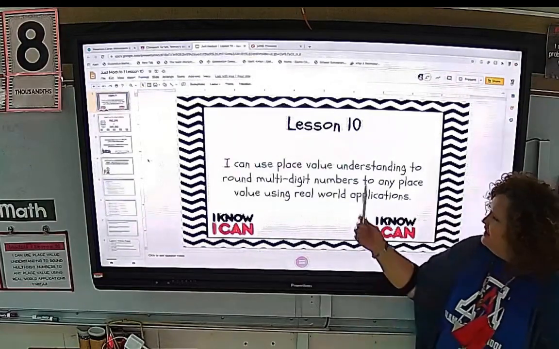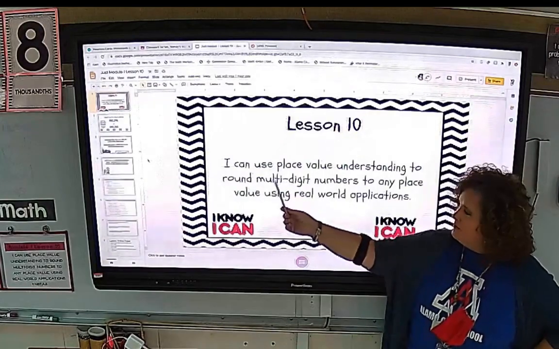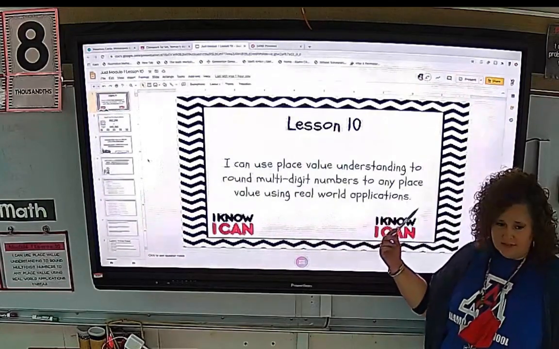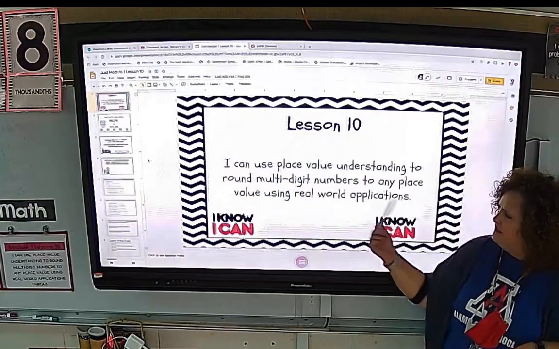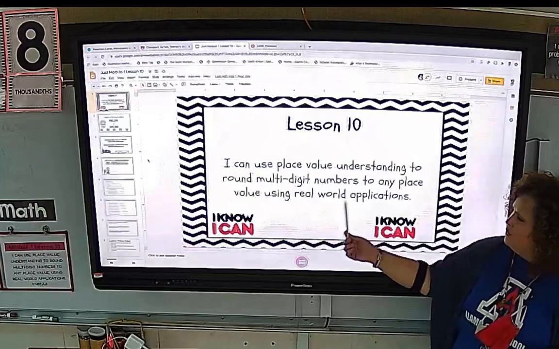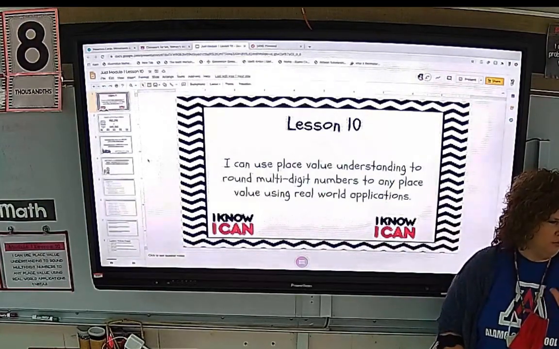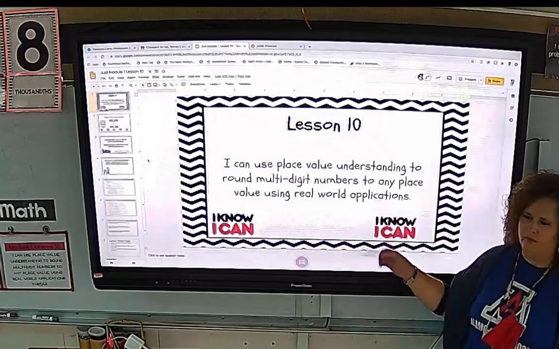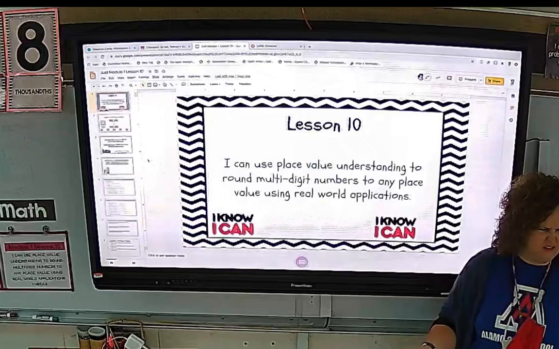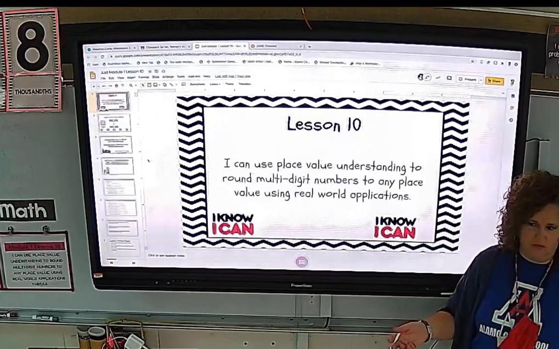Totally, okay. So we're going to use our place value understanding to round multi-digit numbers to any place. Now, this is what we have read up here for the last 2 days. Using real world applications. Now that got added on today. What do you think when you see that? Because that sounds all big and fancy, but what do you think that is? Real world applications. What do you think?